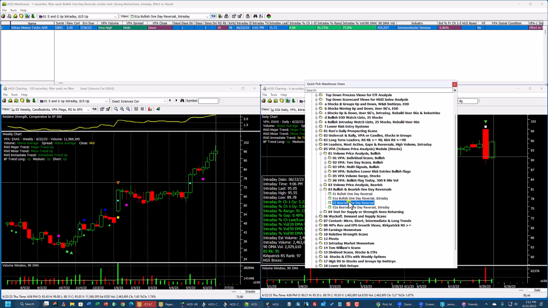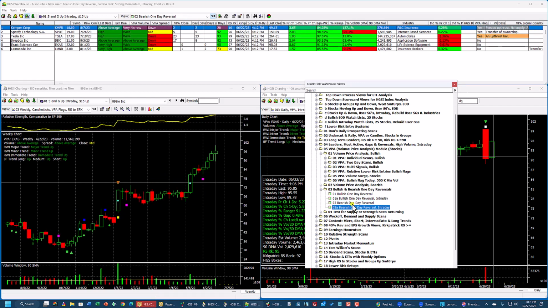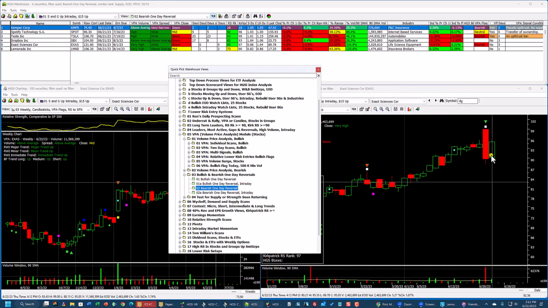And I may take another look at the filters, see if I can improve. But I think they work pretty well. This is a perfect one right here.